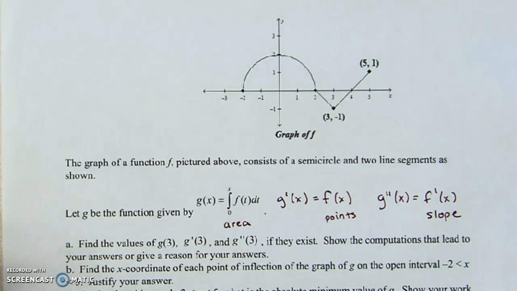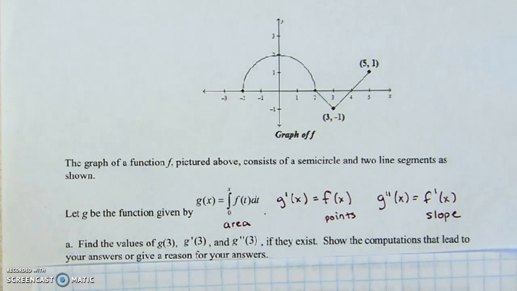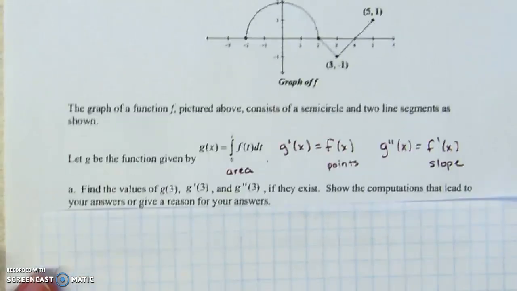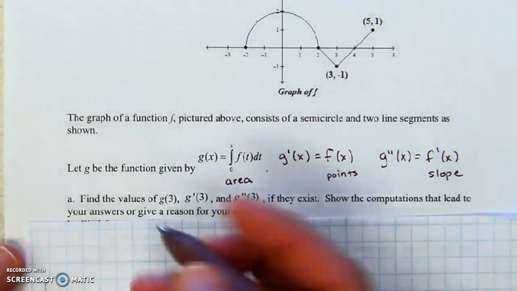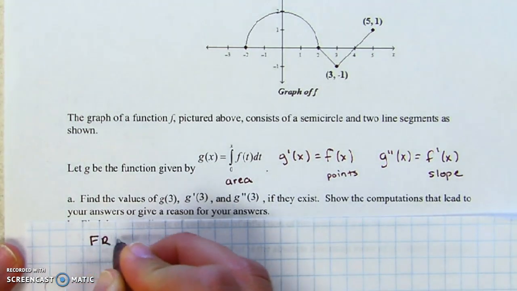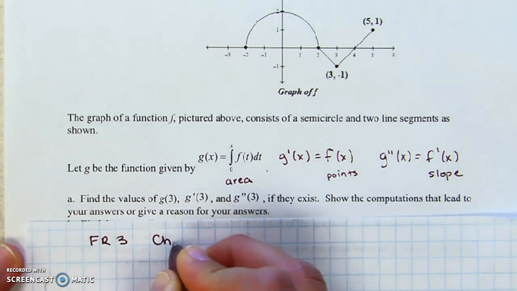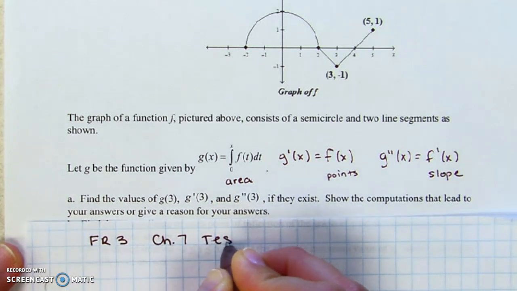Okay, let's start on A now. Show the computations that lead to your answer and give a reason for your answer. I didn't put enough room on the paper, so we're going to do it on lined paper. So free response 3, Unit 7 or Chapter 7 test review.